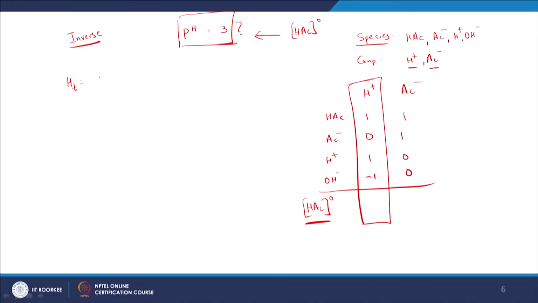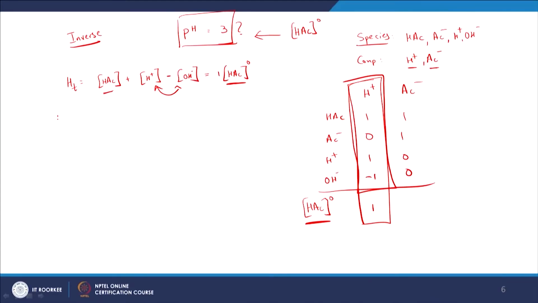Here we have H total equal to the concentration of HAC at equilibrium plus the concentration of H plus at equilibrium minus the concentration of OH minus. This is just the balance from here. H total is going to be equal to 1 times the HAC naught. So what are my unknowns here? This is the unknown variable that I am trying to find out, and these two are interrelated, and this seems like an issue now. I do not know what the concentration of the protonated form is. So how do I go about it?